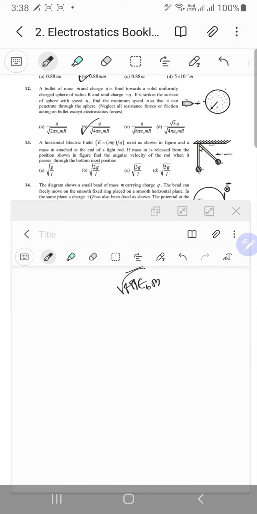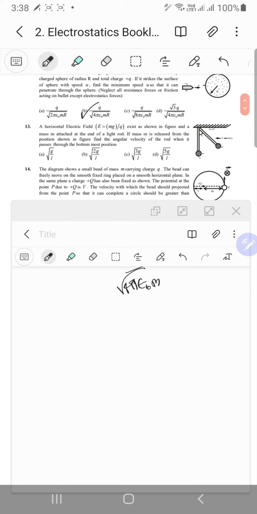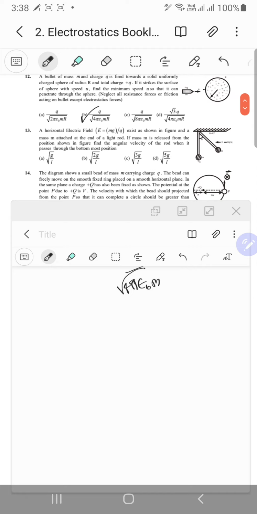Okay. So like assuming there are no frictional losses or anything, so we just have to use conservation of energy most likely. Well, yeah, looks like that. So just fine.